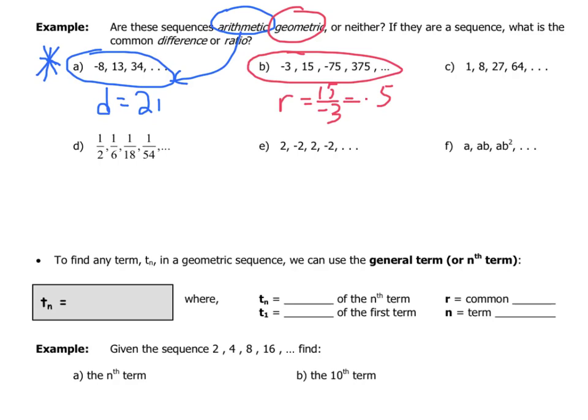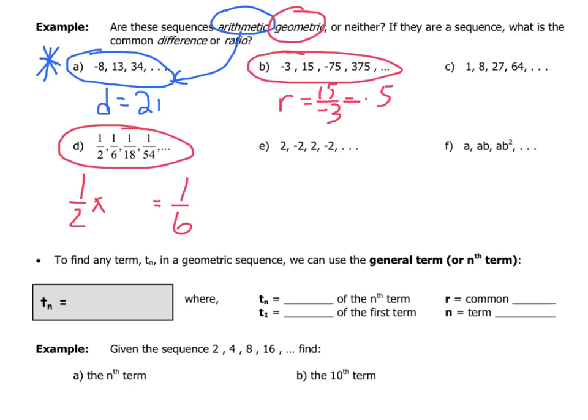Okay, let's see. What else is geometric here? Oh, D is also geometric. D is geometric. It might be surprising that it's geometric, but just take a look at it. What would I multiply 1/2 by to get 1/6?